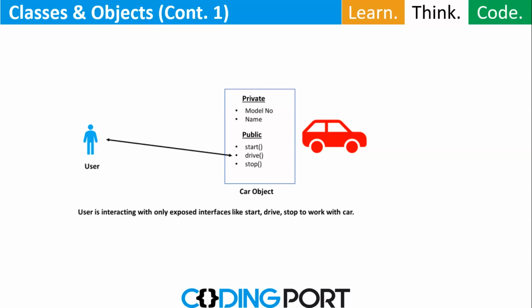For example, in this example, a car has some attributes like model name and number. It has some functionality. It can start, drive, and stop. There is a user object which is interacting with the car object. The user can start the car, drive the car, and stop the car. So the user is interacting with only exposed interfaces like start, drive, and stop to work with the car. There are other important operations with respect to the car engine, car braking, car turning, which are not exposed to the user, and the user is not aware of how those things are working. So in classes and objects, every object exposes some well-defined interfaces so that other objects can interact with it.